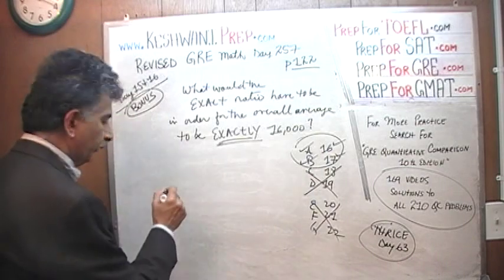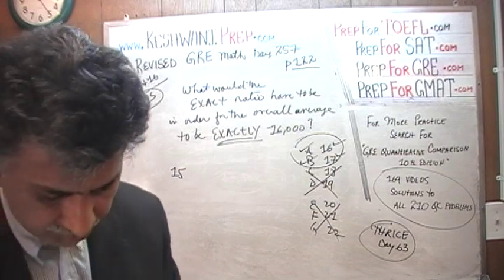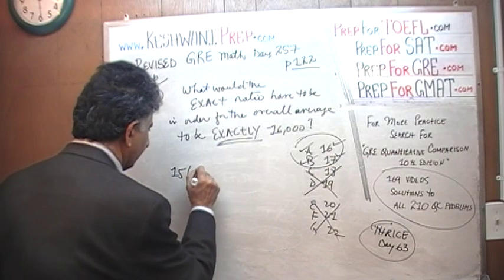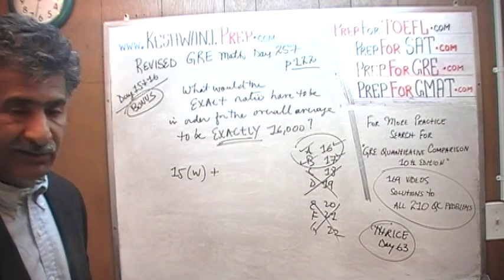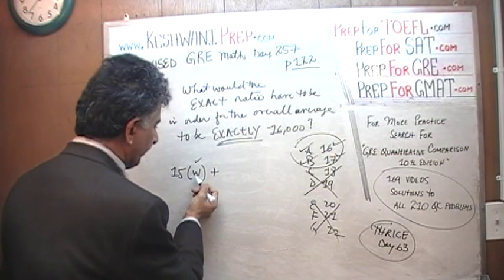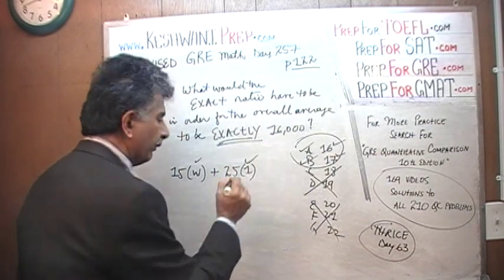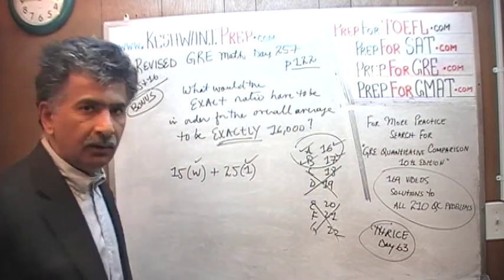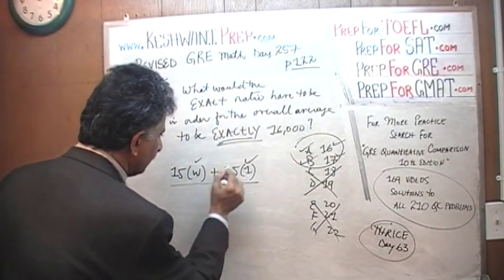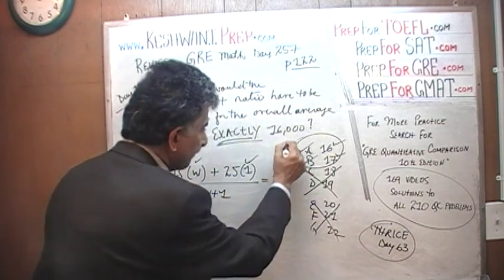So let's find out. We have 15,000 as the average for one department, 25,000 as the average for the other department. So that's our ratio. The weight that we are assigning to department X is W. For every W people in department X, we have the average of 15, and for every one person in department Y, the average of 25, and the total is W plus the 1. And that average has to be 16,000. This is the part that I'm describing here.